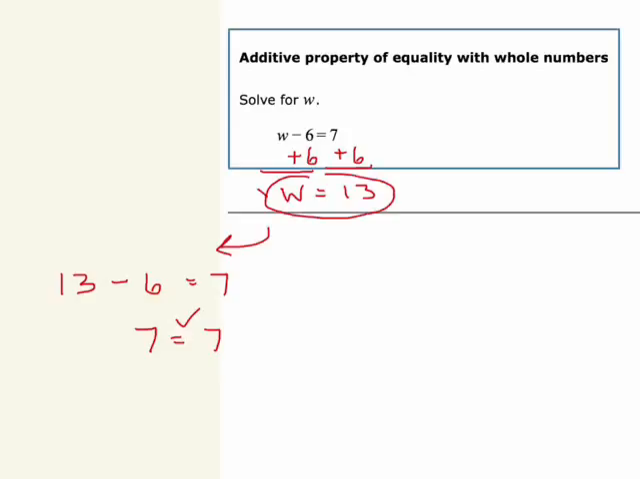And here this w is equal to 13. That's where this 13 came from.